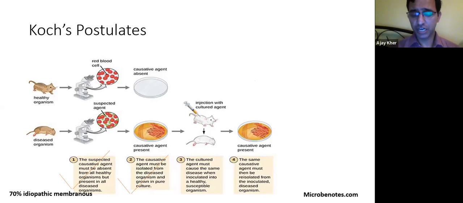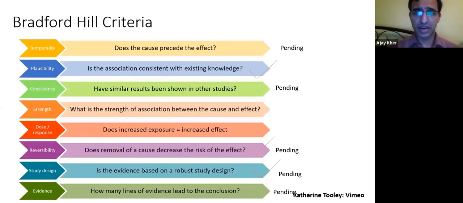They haven't injected it, so that's pending. Does the cause precede the effect? So again, at the time the paper was initially presented, they didn't have these serial measurements, but since then there have been studies that have shown, through serial measurement, that the PLA2R antibody predates and precedes the disease.